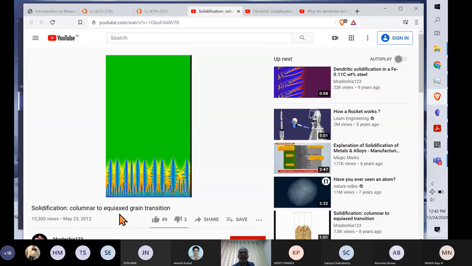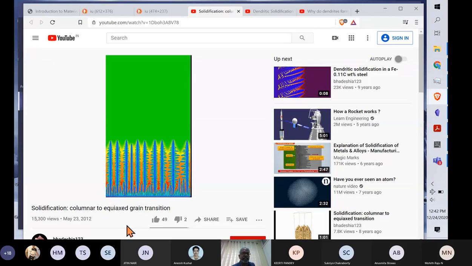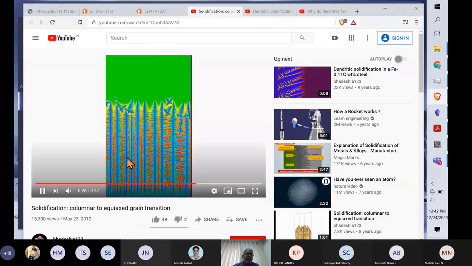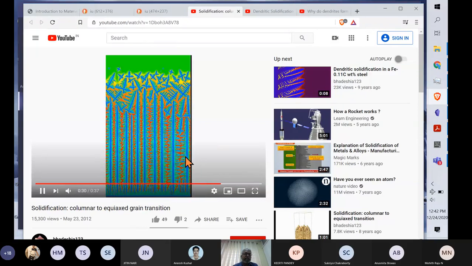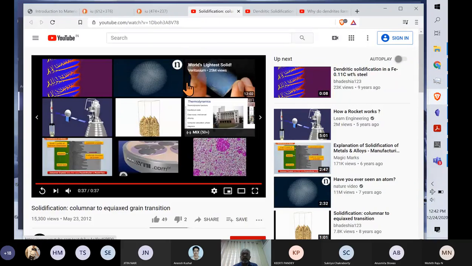And of course, they produce something called dendrites. Dendrites are basically Christmas tree-like. Dendrite apparently means tree. So you see there's a central stem. And then, of course, there are side branches and so on and so forth. And towards the very end, something which could in principle lead to equiaxed grains is shown here.